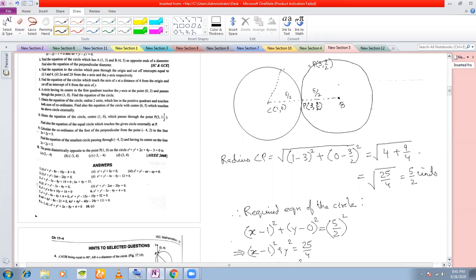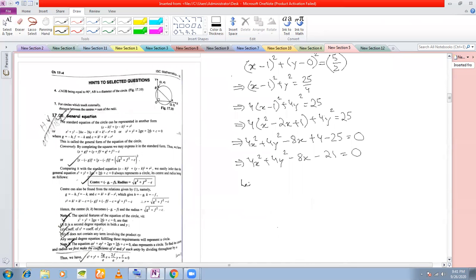Now I need to find out the equation of this circle. That means I need the center. I already know the radius as 5 by 2. I only need the coordinates of B. How do I find out the coordinates of B? See that P is the midpoint of CB, right? So let the coordinates of B be alpha, beta.